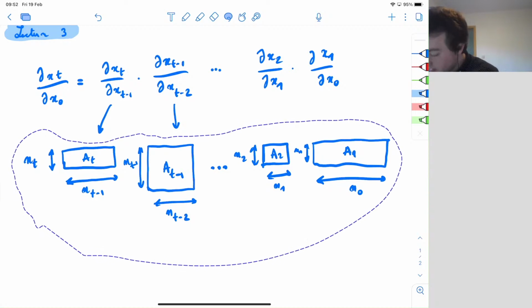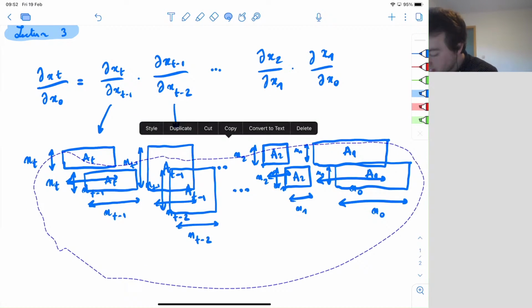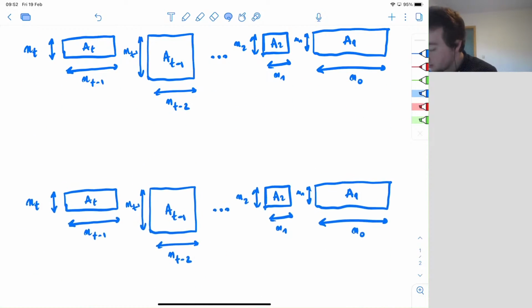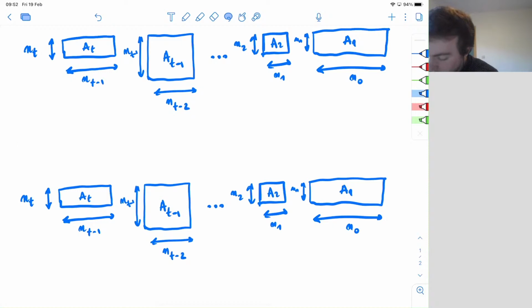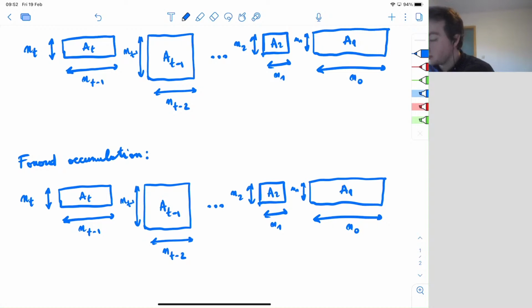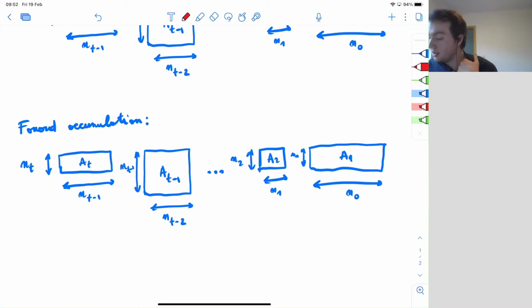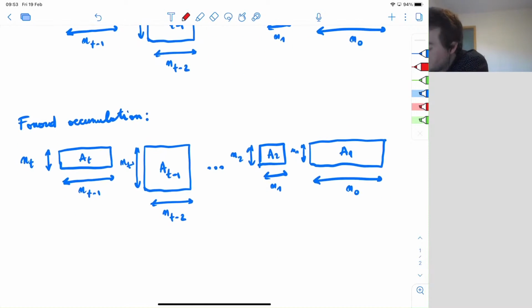So now I'll just copy this a few times, duplicate. So let's see what would happen first if I compute this product using forward accumulation. If I do forward accumulation, what I would do is start with the product at the very right. So I would first compute this one.